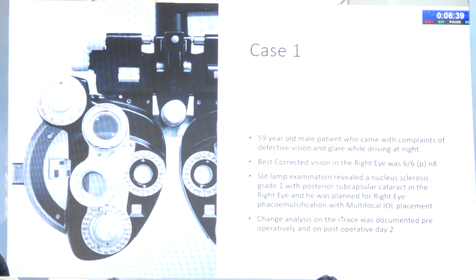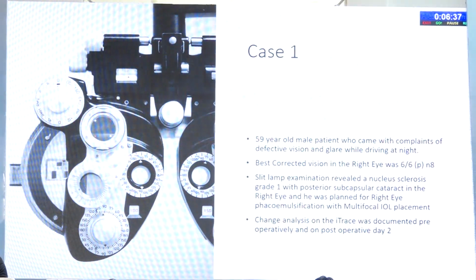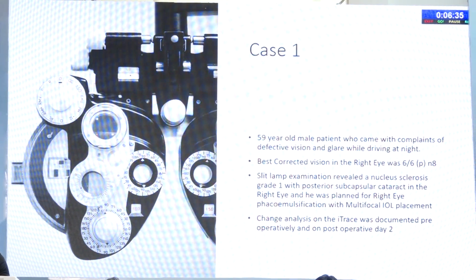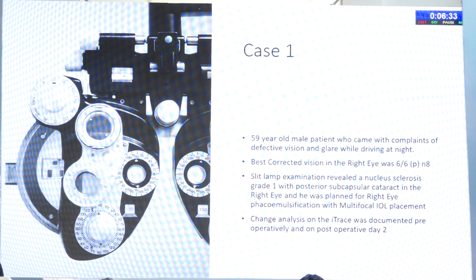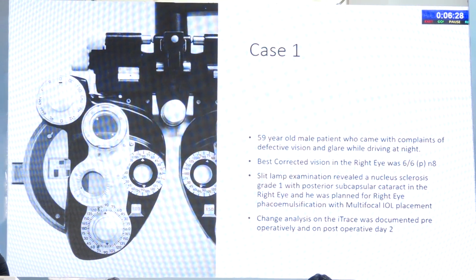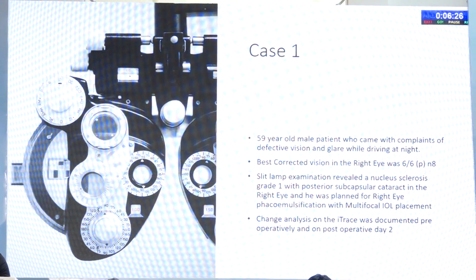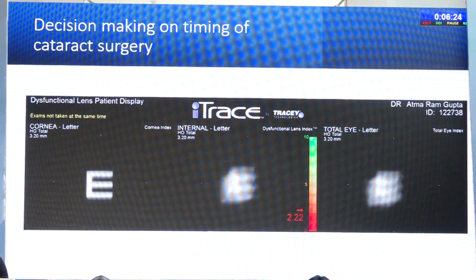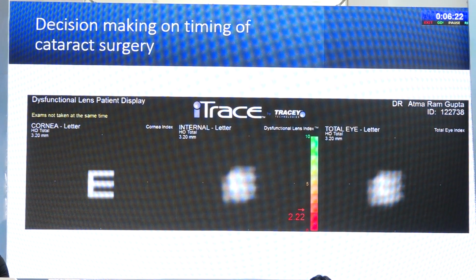So this is a 59-year-old male. Best corrected vision in the one eye was 6/6, N8. On slit lamp examination, he really did not have that much cataract. He just had nuclear sclerosis and a little bit of posterior subcapsular cataract. But for this patient, when you look at the eye trace images, what the eye trace does is it actually breaks down the optical systems. It tells you the aberrations in the cornea, the aberrations in the lens, and also gives you the total eye aberrations as well.